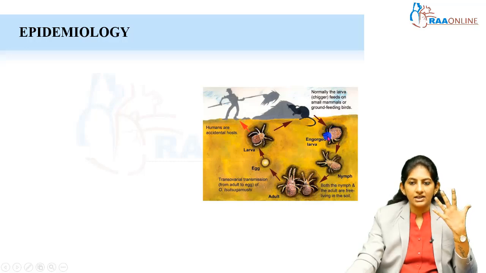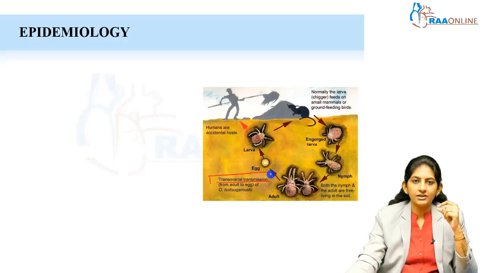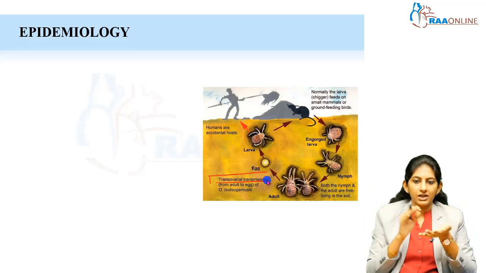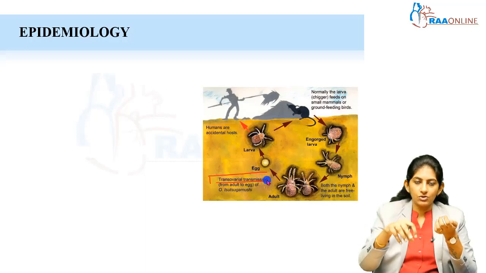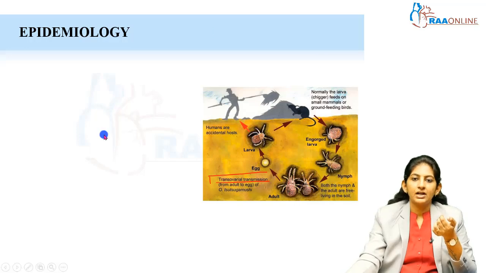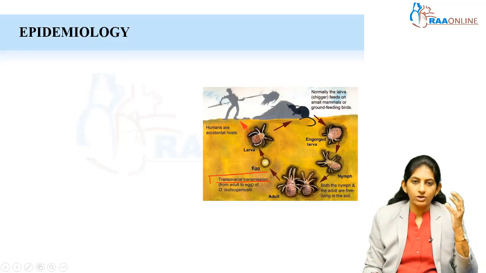So this larva gets engorged, it becomes the nymph, it becomes the adult, and very importantly, transovarial transmission is seen. So from the adult to the progeny, this organism can get transmitted. This is how this organism is maintained in nature. Again, from the adult it goes into the egg, it goes into the larvae. If the larva feeds on a human, the human becomes the accidental host and it results in disease. So this is the cycle we want to understand.